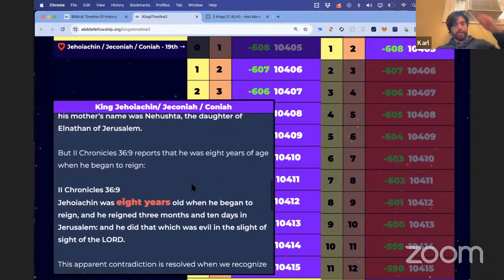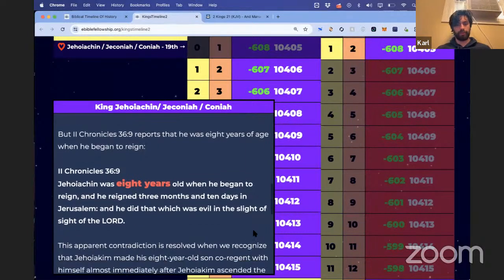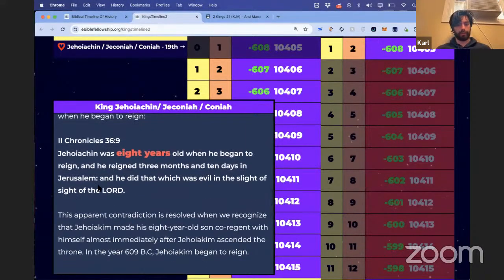And that is 36 verse 9. Jehoiachin was 8 years old when he began to reign, and he reigned 3 months and 10 days in Jerusalem, and did that which was evil in the sight of Jehovah. This is a quote from Mr. Campion's book, so there's a few typos. He meant to put sight, and he corrected it there.